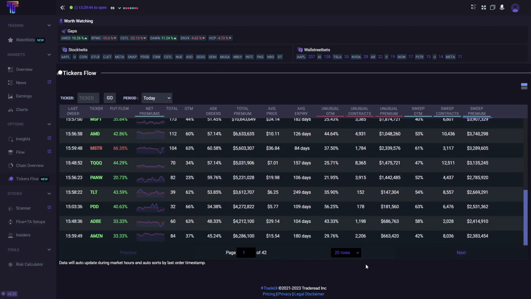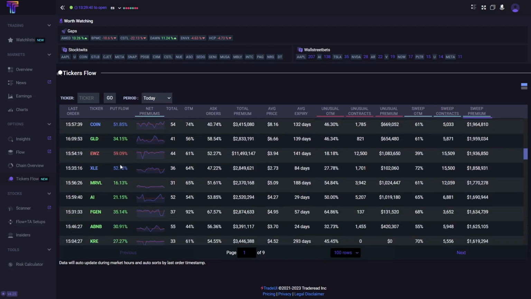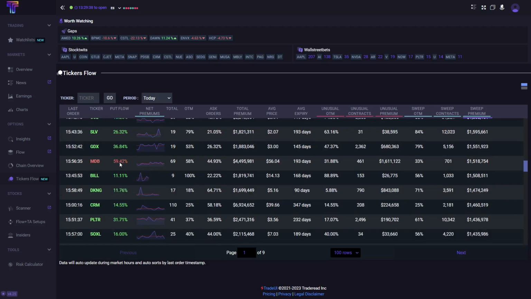So we have 1 out of 42. Let's expand this about 100 right here. Let's just scroll through and see what we're seeing through here. We want to see something, honestly, like this. Bill and DraftKings, all right? 1.5 million premium on the sweeps, which is actually really good for the trading day. There was 11% puts on these, so these two are actually really, really cool. So let's check these out and see what's going on.